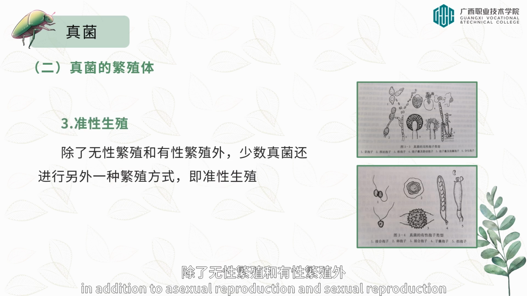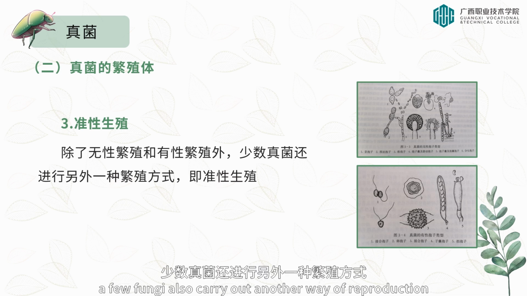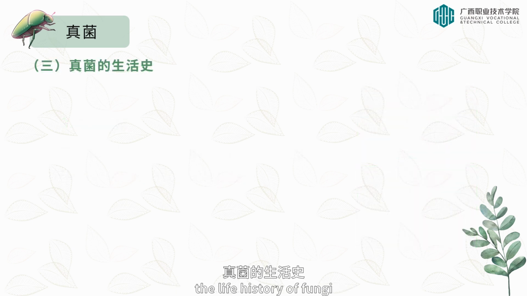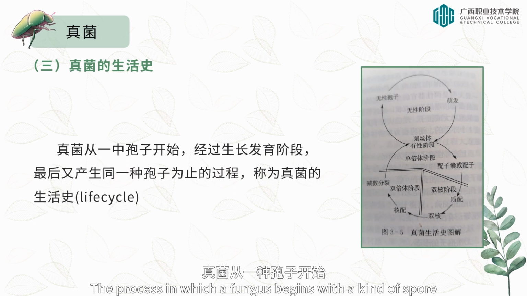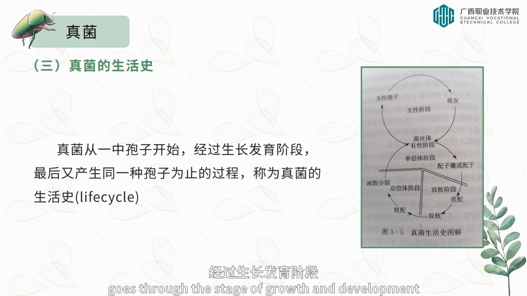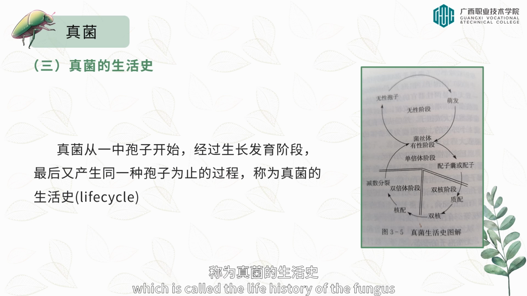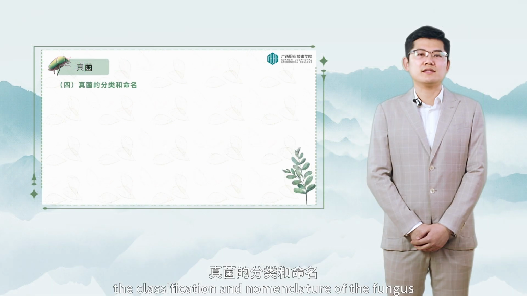In addition to asexual reproduction and sexual reproduction, a few fungi also carry out another way of reproduction. That is, quasi-sexual reproduction. The life history of fungi: the process in which a fungus begins with a kind of spore, goes through the stage of growth and development, and finally produces the same kind of spore is called the life history of the fungus. The classification of the fungus.